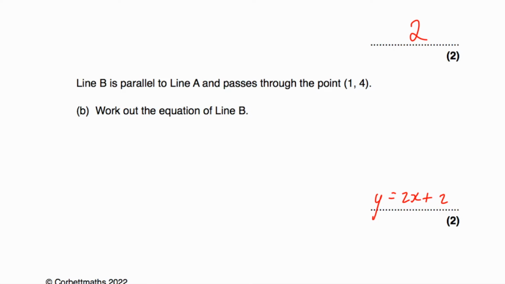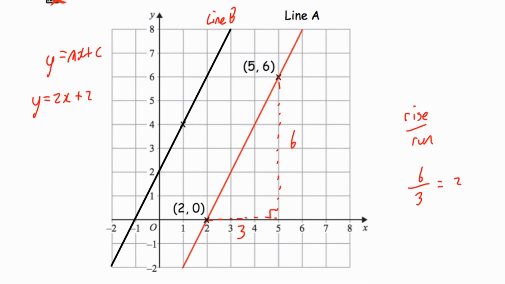Now there's a different way that we can do it. Rather than drawing that line, we already knew that the gradient of the line A was 2, so because this was parallel, it was going to be y equals 2x. And then we knew it passed through the point 1, 4. The gradient of the line A was 2, and that meant for every 1 we go across, we go up 2. That would be the same for the line B because they're parallel. Now if we're going backwards, for every 1 we go across, we're going to go down 2, so 1, 2. So it would have to pass through this point here, the point 0, 2.